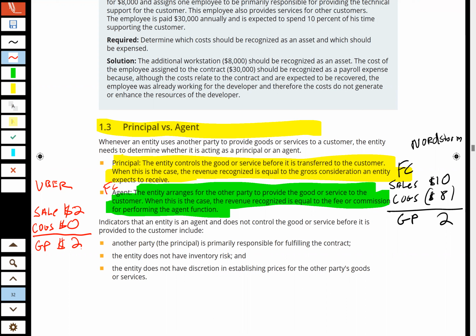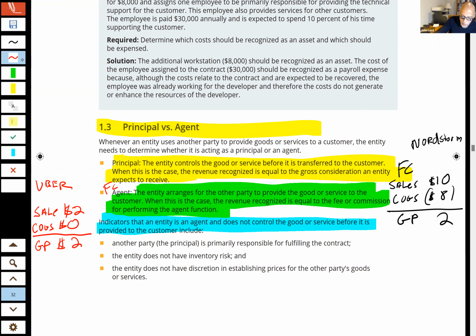Agent? Uber. Agent looks better because you got 100% gross profit on this thing, don't you? Okay, not bad. Now, indicators that an entity is an agent. Let's flashcard those.